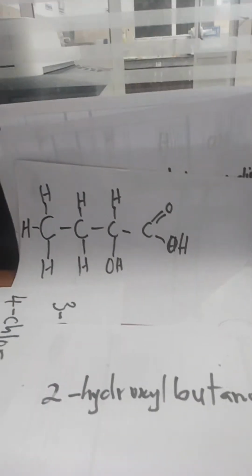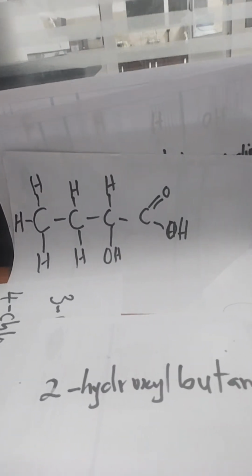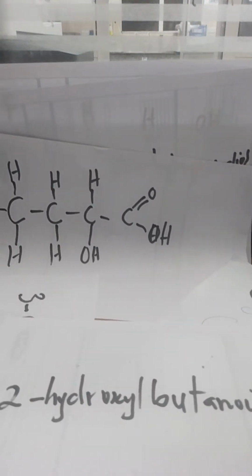It is a carboxylic acid. When an alkanol reacts with an alkanoic acid, what is formed would be esters. We've not gotten there in our learning, so when we get there, we are going to explain further.